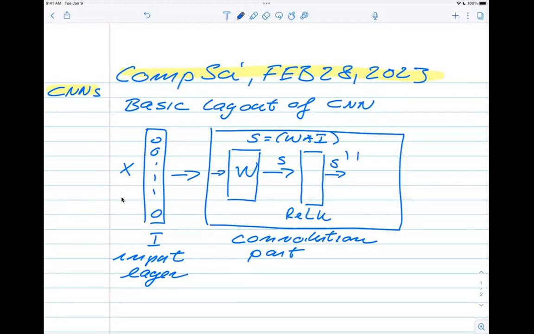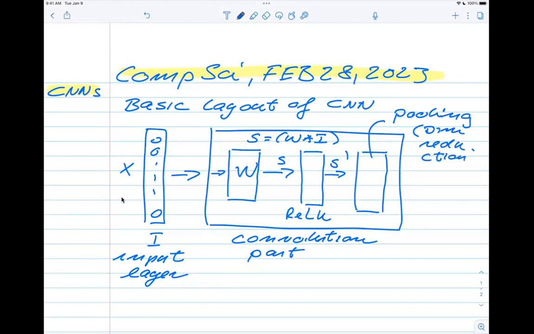And then we have a new layer here, which is a further dimensionality reduction layer. And this is normally called a pooling layer. I'm coming back to what this pooling is actually doing. But you can think of this as a further dimensionality reduction. And I'm going to show you examples of what type of pooling is normally used.